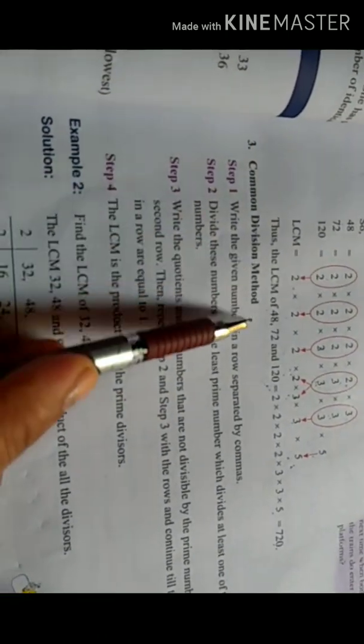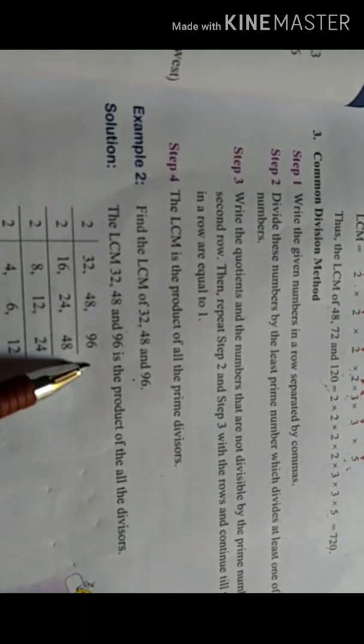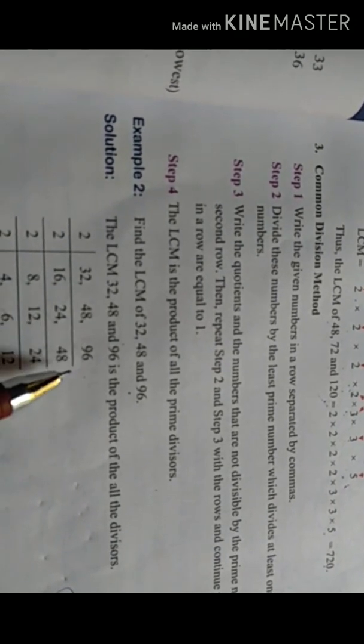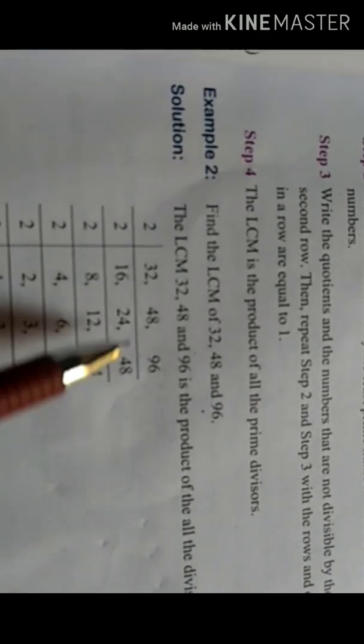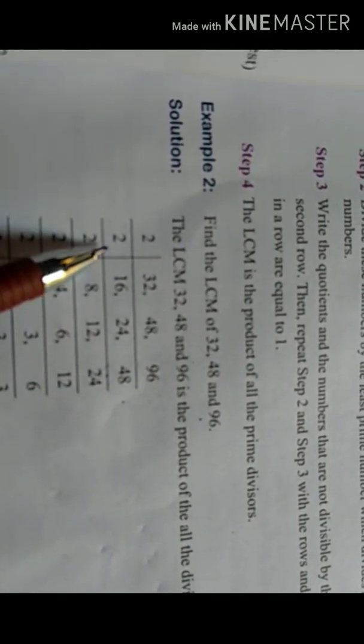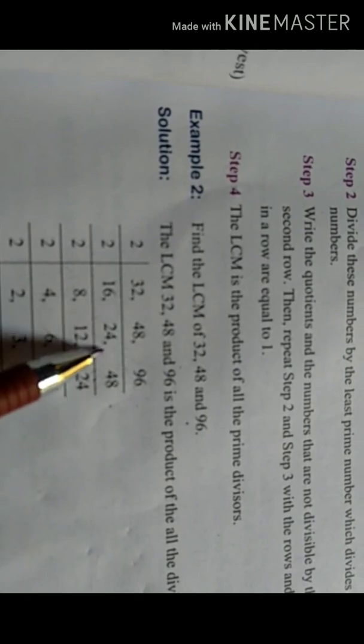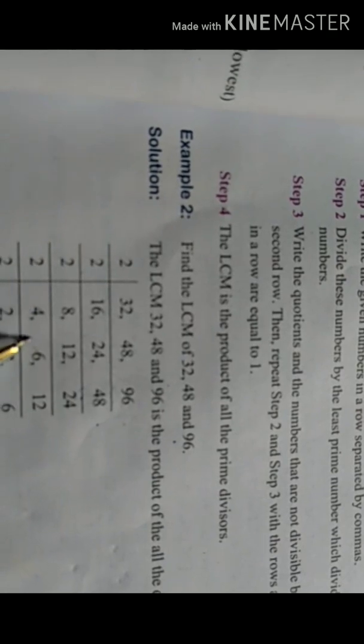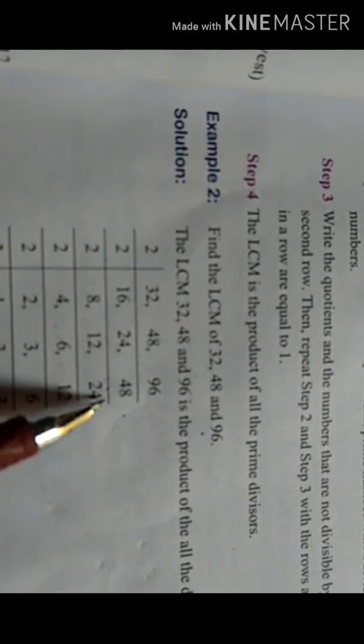This method is called the common division method. Here you will write the numbers by putting commas in a row. Then you see that 32, 48, 96 can be divisible by 2. Then 2 sixteens are 32, 2 twelves are 24... 2 twos are 4, 2 fours are 8, 2 eights are 16. Then again 16, 24, 48 can be divisible by 2: 2 eights are 16, 2 twelves are 24, 2 twenty-fours are 48. Then again by 2: 2 fours are 8, 2 sixes are 12, 2 twelves are 24.